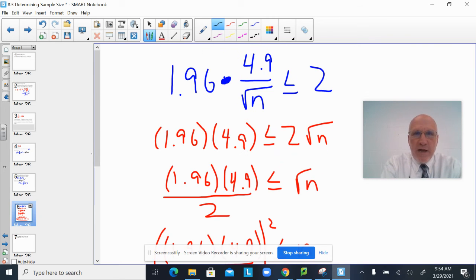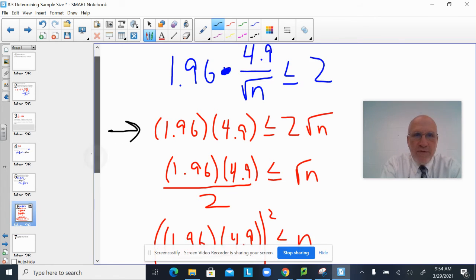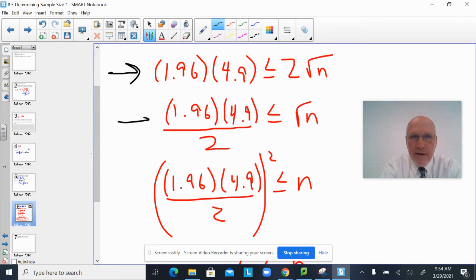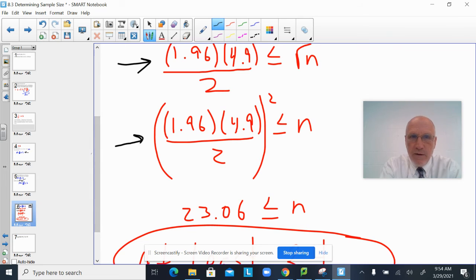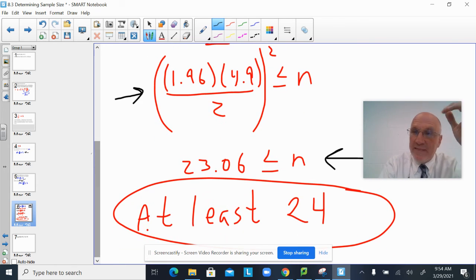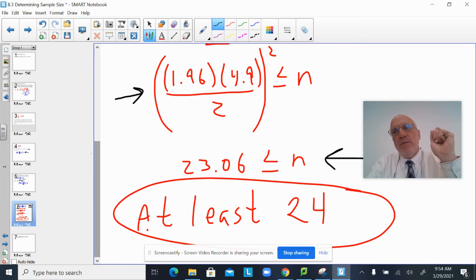So first, I think I multiplied the root n to the right side. That's this line here. Then I divided both sides by 2. That's this line here. Then I squared both sides. That's this line here. And I end up with n is greater than or equal to 23.06. And remember, we're always going to go up to the next integer. So my sample size would need to be at least 24. So that's it for that. Real short video, just determining sample size for a confidence interval for a sample mean.